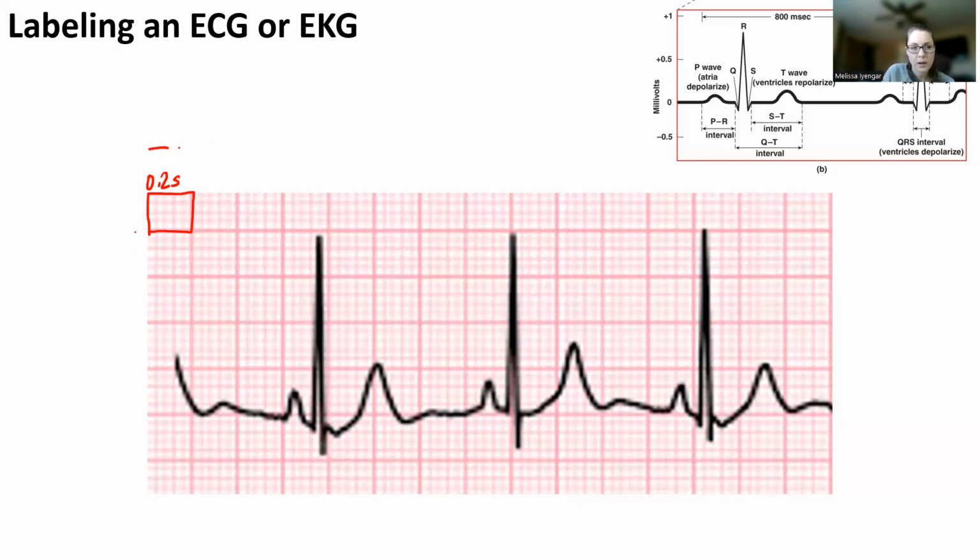Basically, this direction is time, if you don't realize it. I'm going to put time at the bottom right here, because I might use some of this upper part when I do my labeling. Each one of these boxes is 0.2 seconds, and each one of these smaller boxes is 0.04 seconds. That's how we can figure out what's happening over time to the electrical message going through the heart, and also what's going on in one heartbeat.